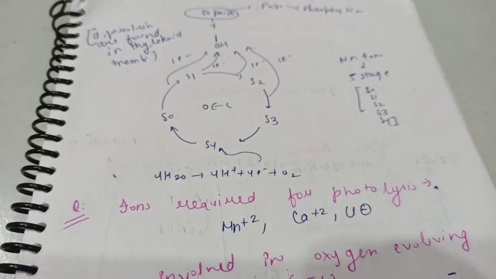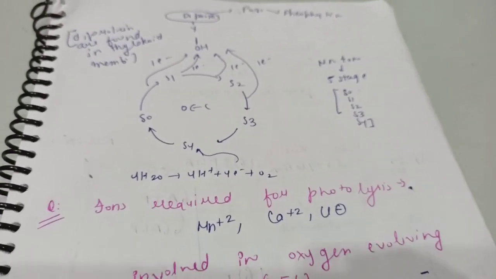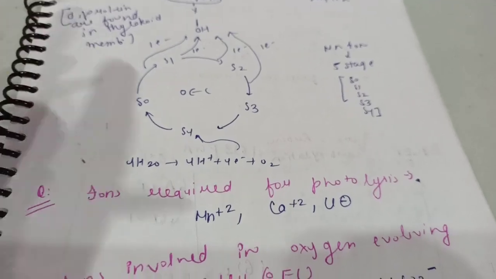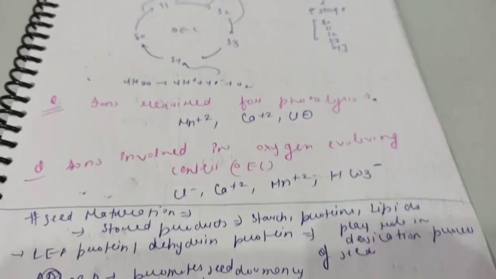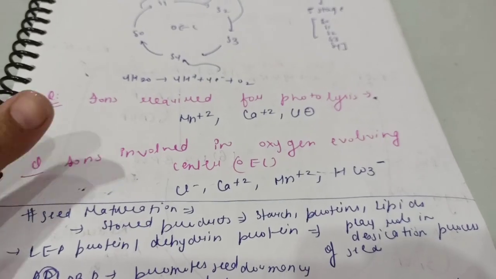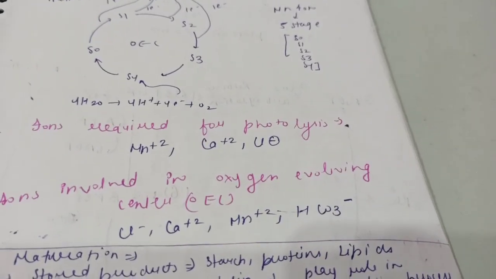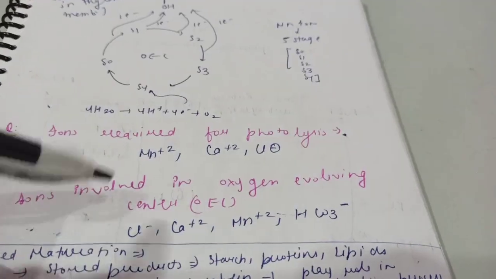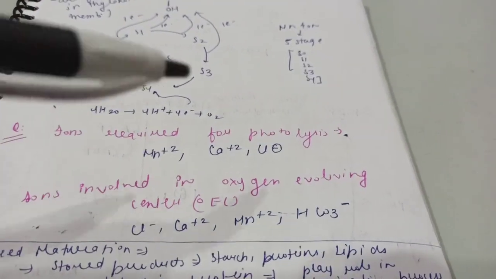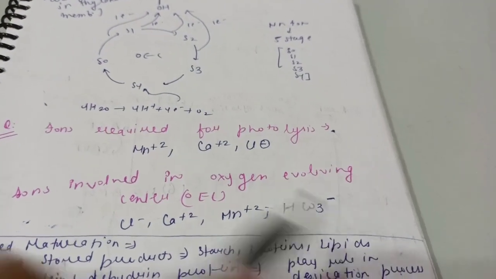Okay, you have to learn it. D1 and D2 protein. D1 is synthesized by PsbA, D2 is synthesized by PsbB. Now D1 and D2 proteins are both present in the thylakoid membrane. You have to learn what ions are required for the photolysis of water. These are manganese, calcium, chlorine, and for the oxygen evolving center, manganese, calcium, chlorine, and bicarbonate, that is HCO3 minus ions.